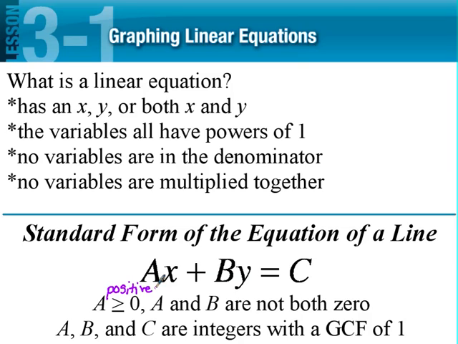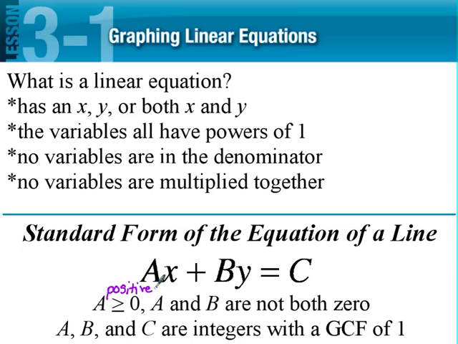What is a linear equation? A, b, and c are integers. Remember integers. That is a positive or negative whole number. So that means no fractions for a standard form of the equation of a line, and they have to have a GCF of 1. Okay. Now we'll talk a little bit about what that all means, but I just wanted you to get that down.